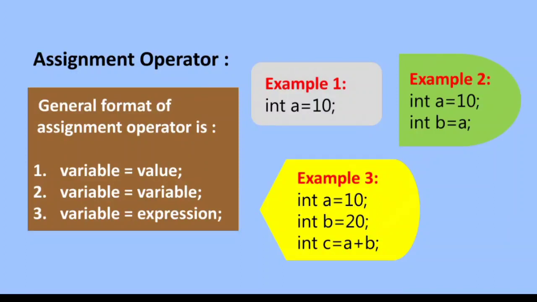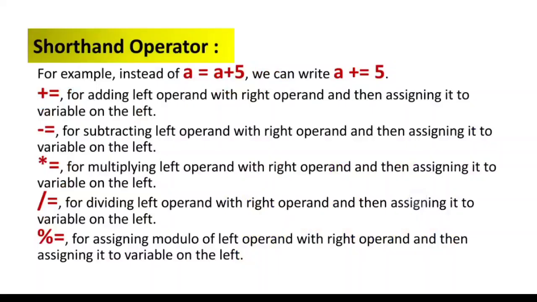See the third example: int a equal 10, int b equal 20, and int c equal a plus b. In the third line, int c equal a plus b, that means variable equal to expression. So the value of c is 30. How does it come to 30? The value of a, 10, plus the value of b, 20. These two are added, which gives 30, and that is stored in c.